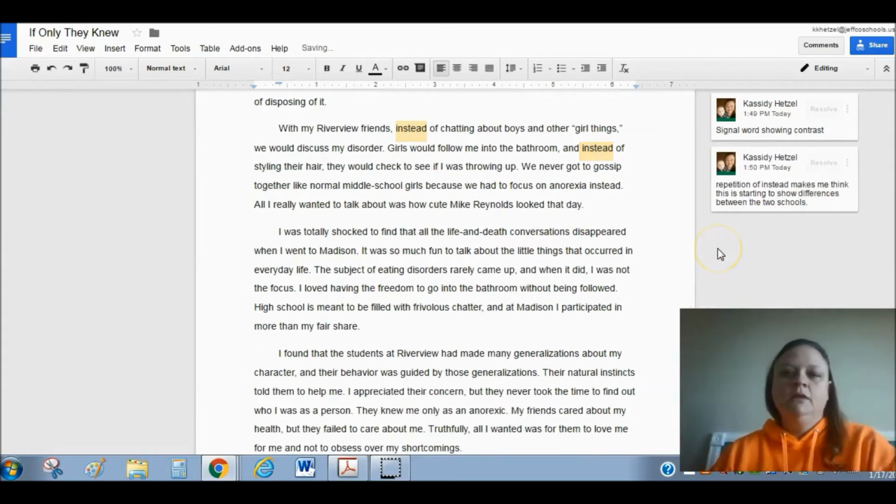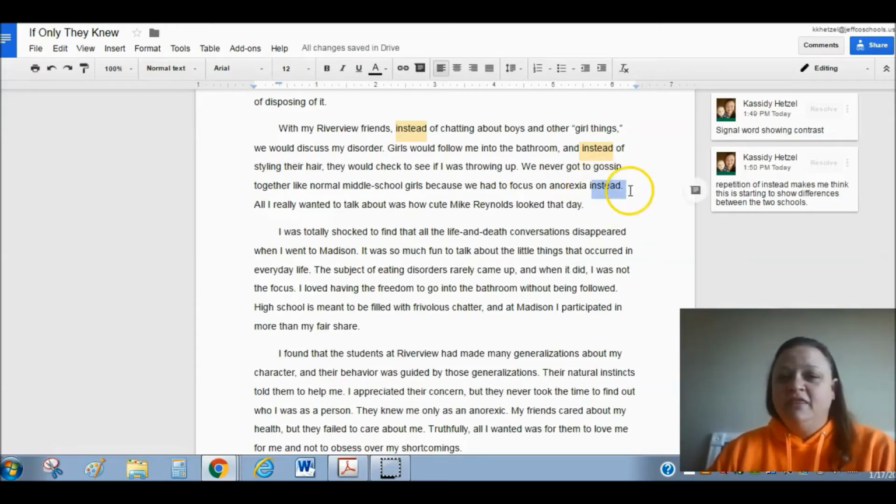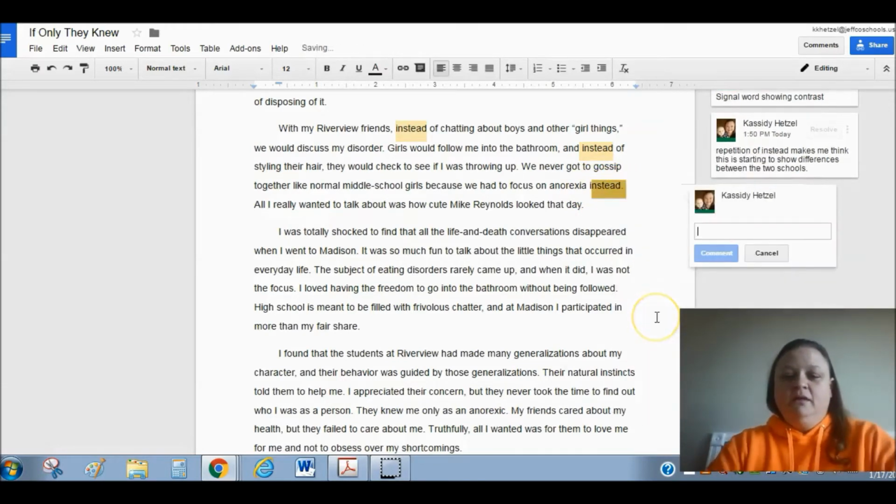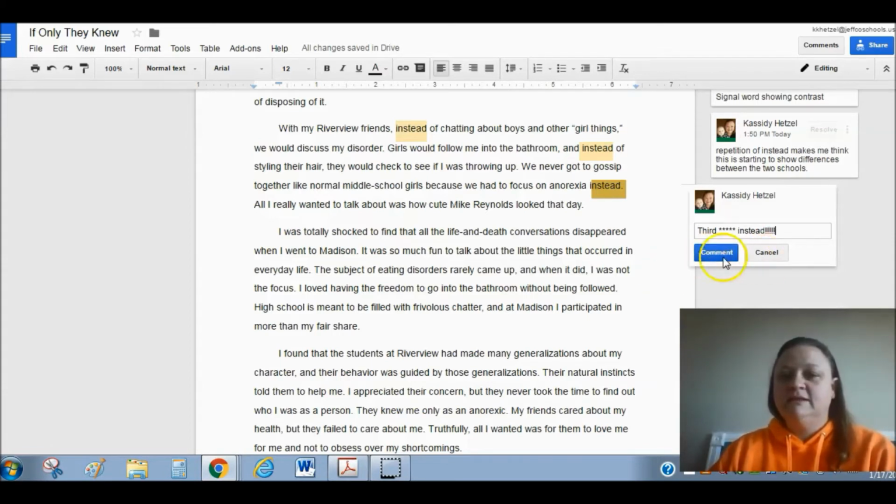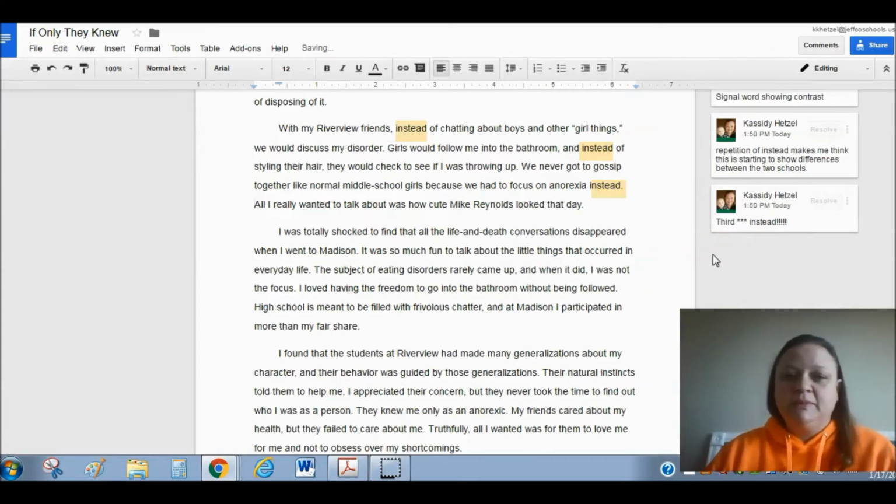There we go. All right. And then again, a third time. Third time, I'm going to put stars. Third instead. This should be really showing me that instead is a really, really powerful word here.